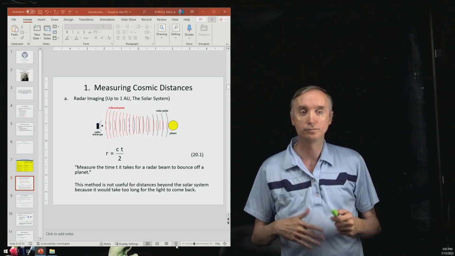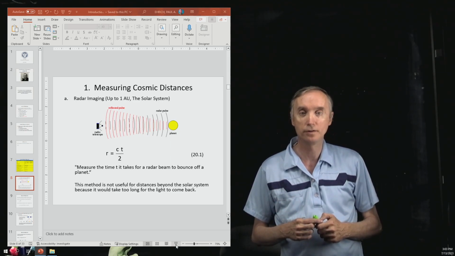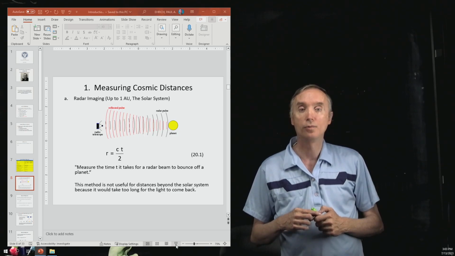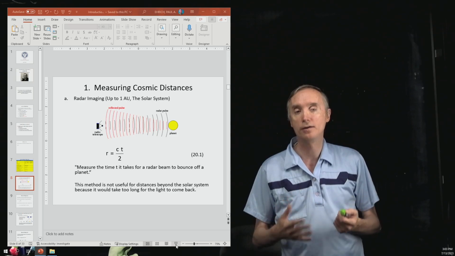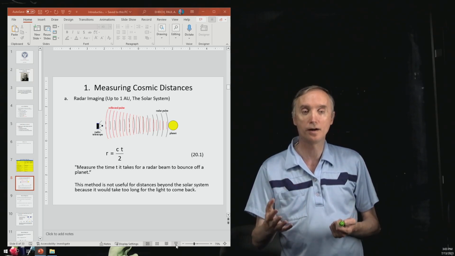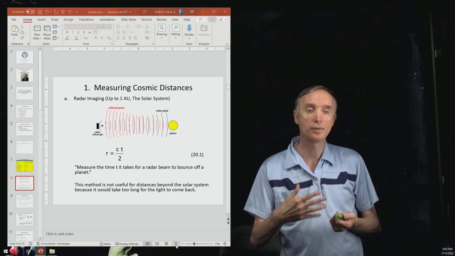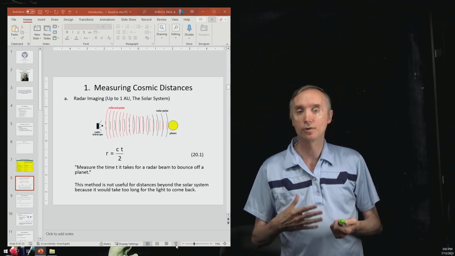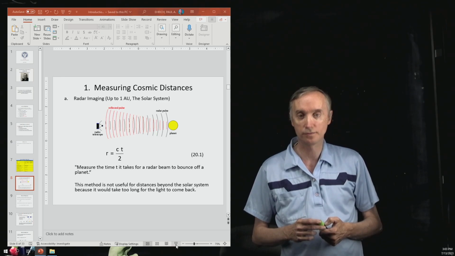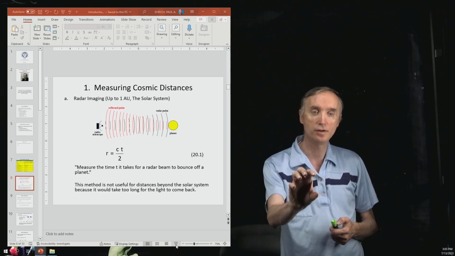In radar imaging, we use a light beam. We could use radar, but we're going to use some kind of light. We bounce it off of an object, and it comes back to us. We use the time it takes to figure out how far away the object is.